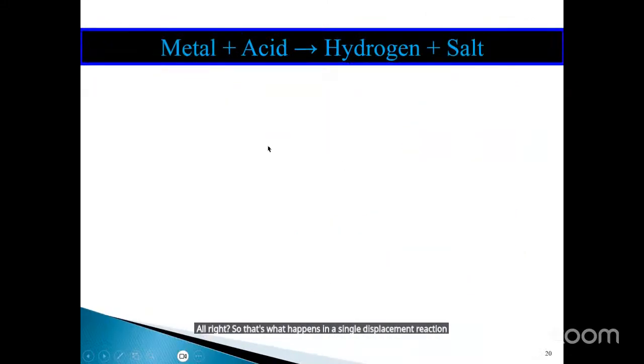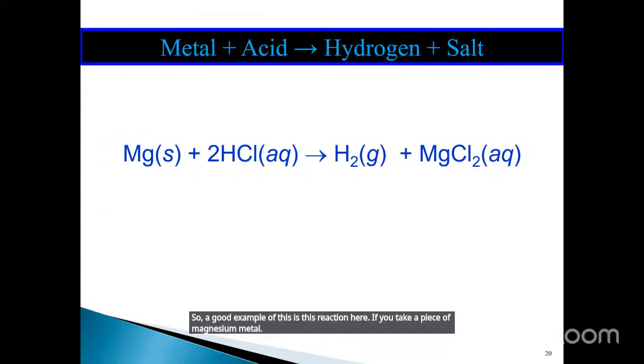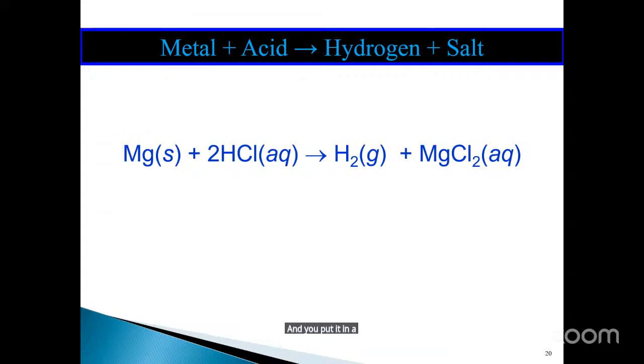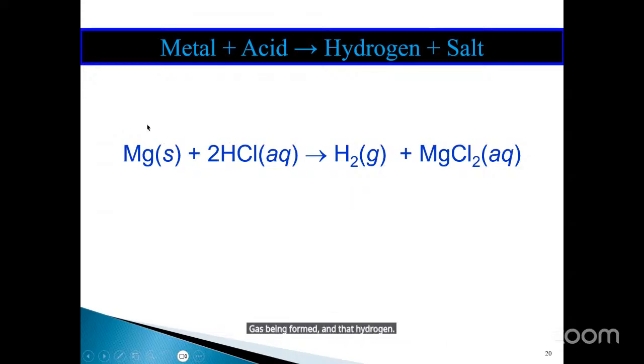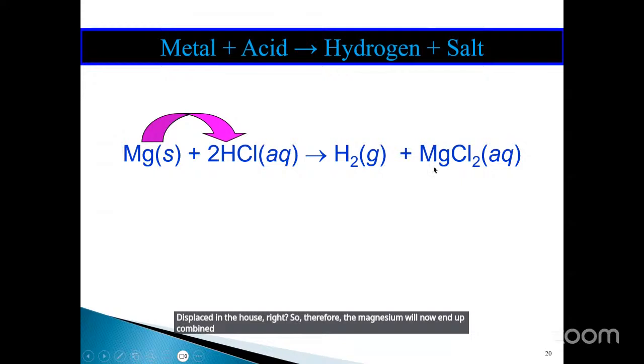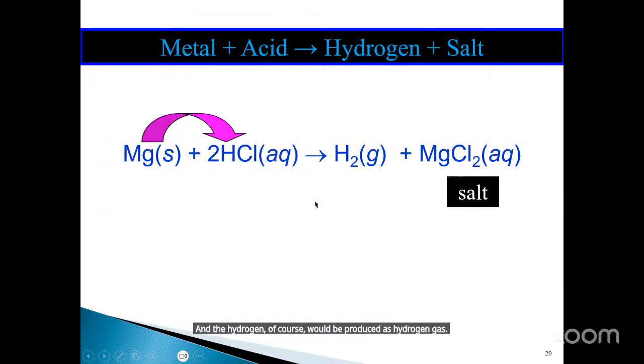A good example of this is this reaction here. If you take a piece of magnesium metal and you put it in a solution of hydrochloric acid, then you're going to see bubbles being produced. And those bubbles will be due to hydrogen gas being formed. That hydrogen comes about as a result of the magnesium displacing the hydrogen, right? So the magnesium will now end up combined with the chloride to form magnesium chloride. And the hydrogen, of course, would be produced as hydrogen gas. And this is called a salt, by the way, the combination of the magnesium and the chloride.